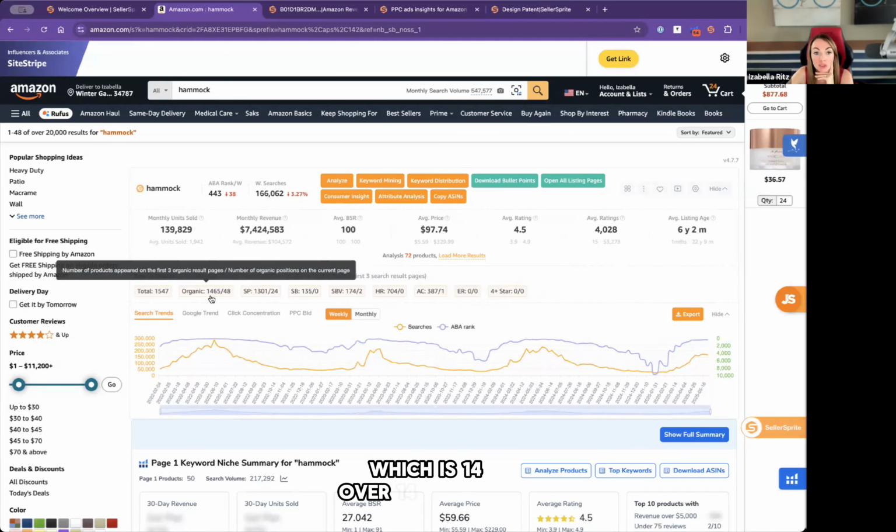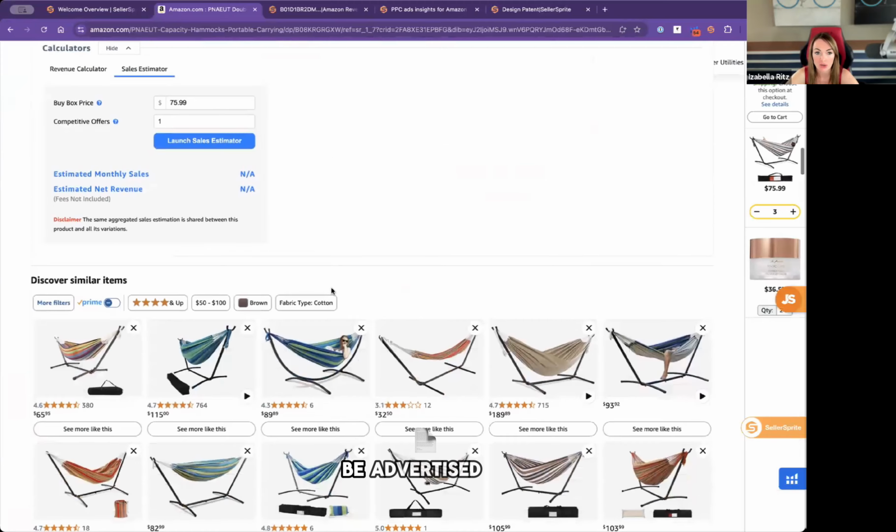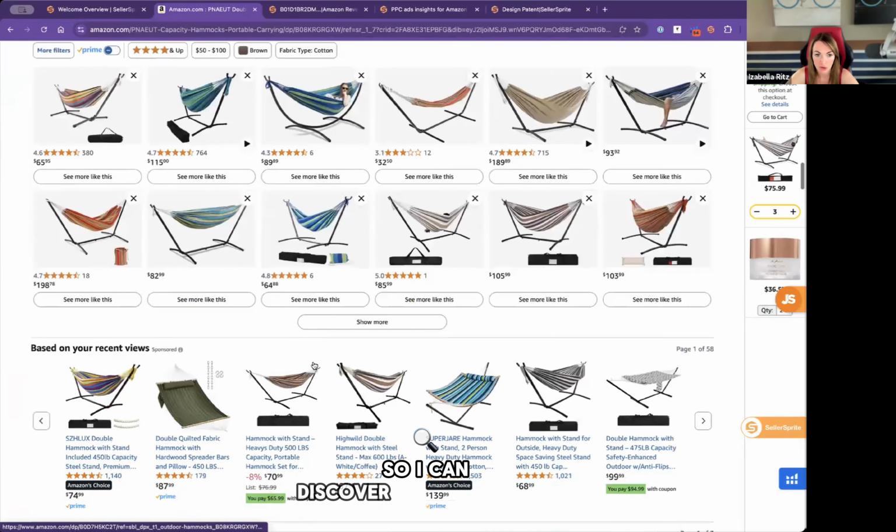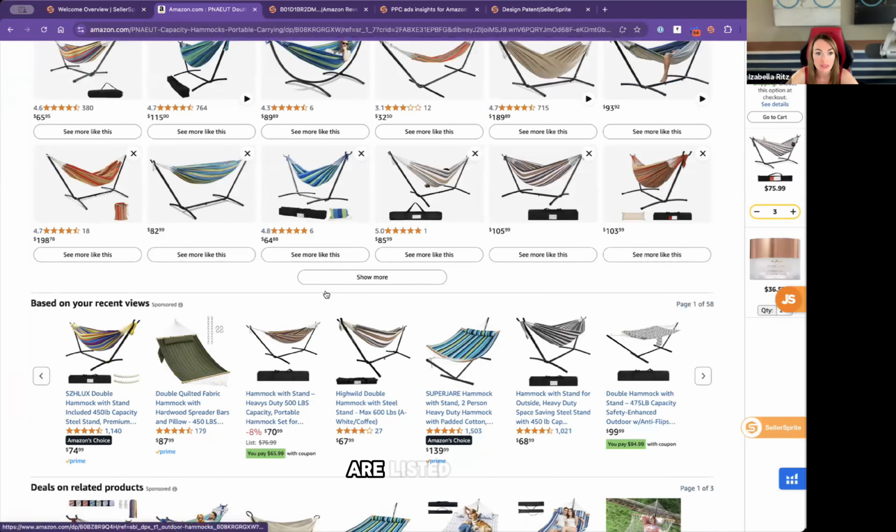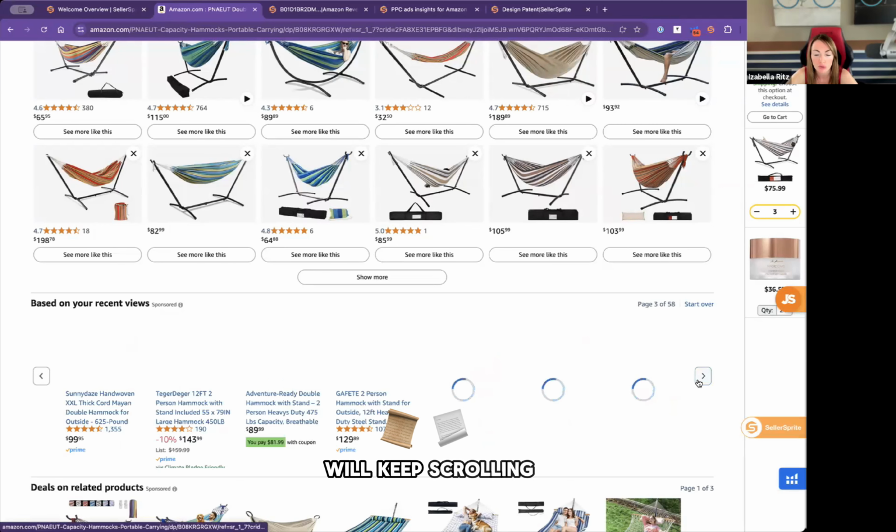So when I am going into one of the ASINs here, I am seeing products that will be advertised on this page, so I can discover other products. These products are listed right now, based on your recent views, and these products are also on this page, and I have 1 page out of 58. If I multiply 58 by 7, I have probably 350. So it's about 400, 500 results, if I keep scrolling on this page, I will be finding all these.